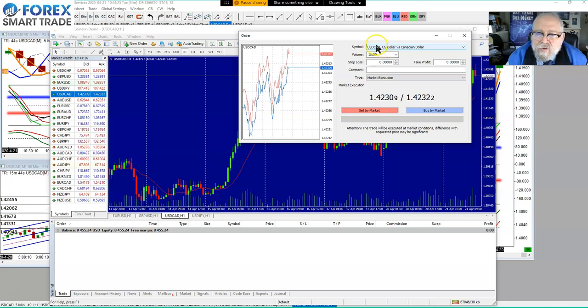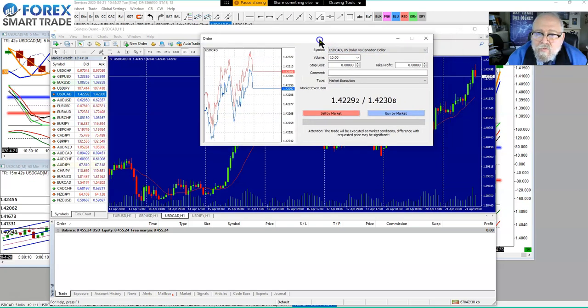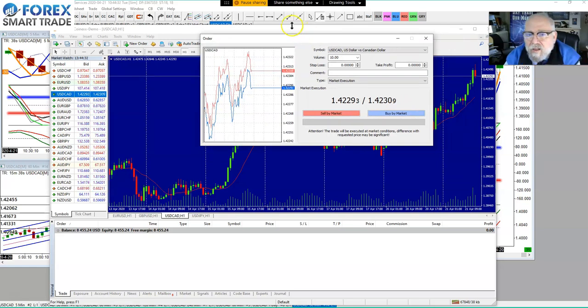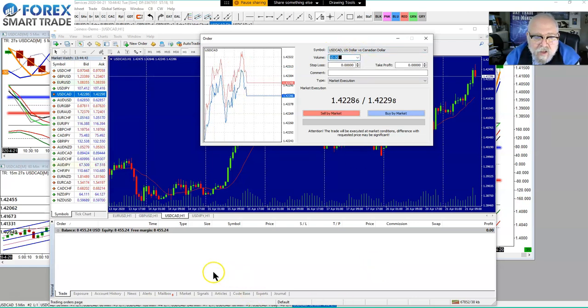I was talking to a student yesterday who was going too fast and accidentally took a trade on the wrong pair, and it ended up costing them money. So double check the symbol, check the volume. What should my volume be?